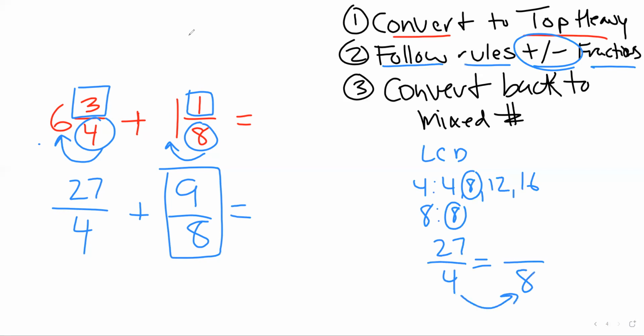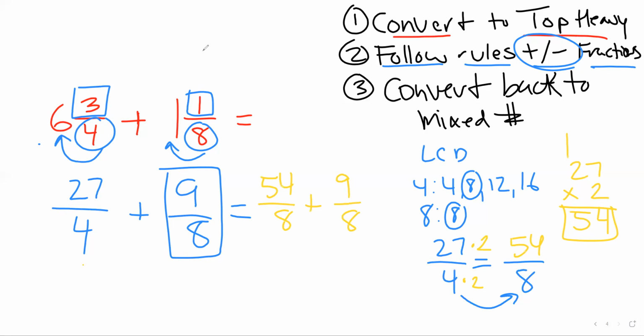So 4 times 2. Again, here's another thing that there's a video about. So if you're unsure of this, 4 times 2 is 8, and 27 times 2. Well, this is going to be big, but I actually don't. What is that? 27 times 2 is 54. Okay. So actually 27/4, when I convert it to an equivalent fraction out of 8, is 54/8 plus 9/8.